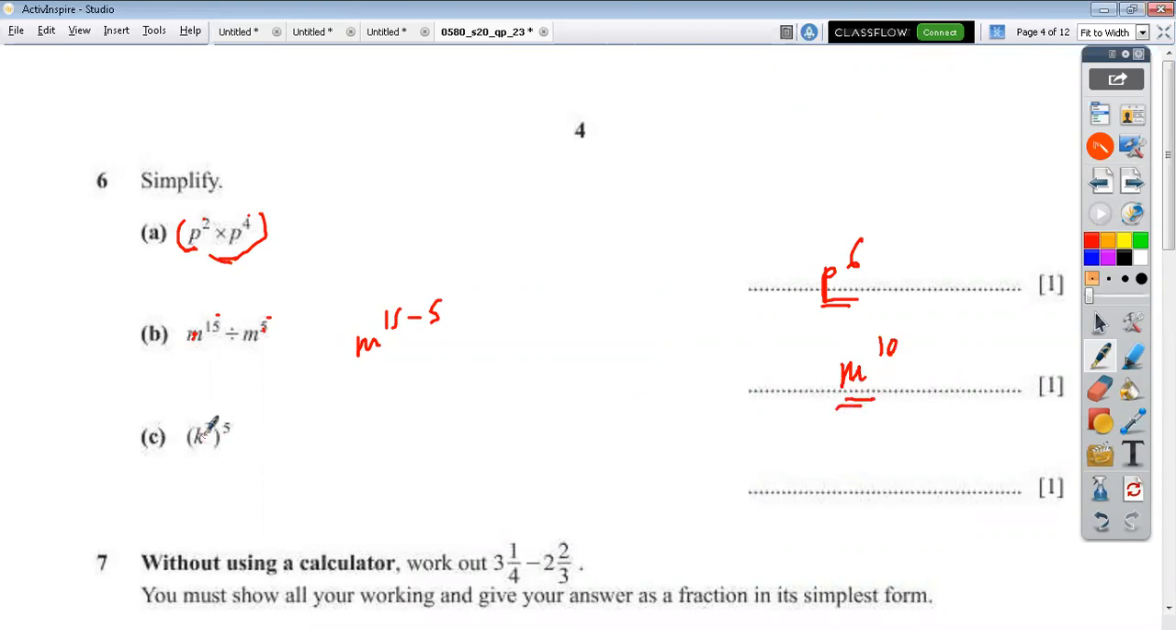Now, the other law, I multiply these two. And I get k to the power of 15. All I'm saying is k to the power of 3 multiplied by k to the power of 3, multiplied by k to the power of 3, multiplied by k to the power of 3, multiplied by k to the power of 3. How do you get that? You simply multiply, then it's k to the power of 15.